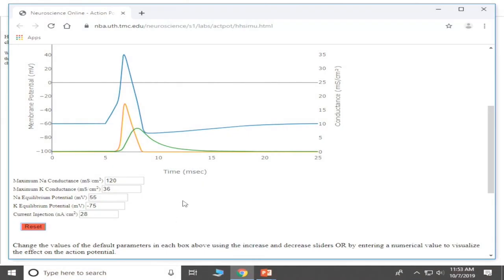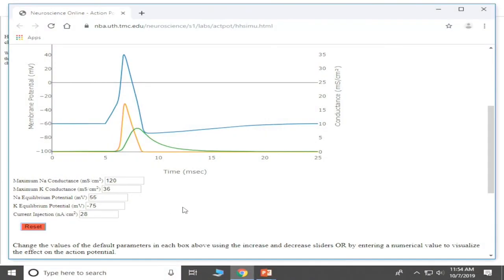Okay, let's do one more. What if we reduce the potassium permeability from whatever this value is, 36 microsiemens, will make it something smaller. What will happen if we reduce the potassium conductance or permeability? That's the number of potassium channels that open. It will increase the length or duration of the action potential. This is like adding a drug that we already talked about. This manipulation is the TEA manipulation.